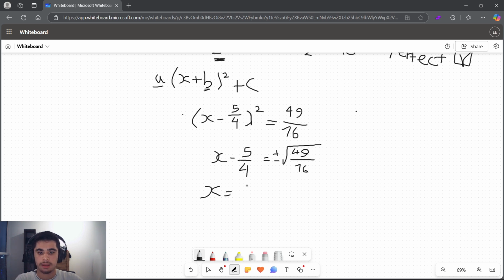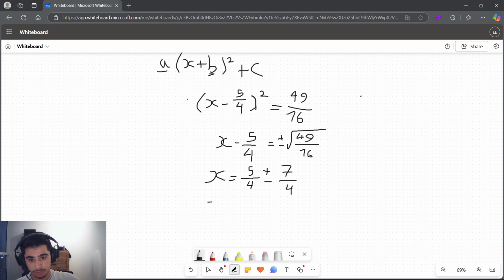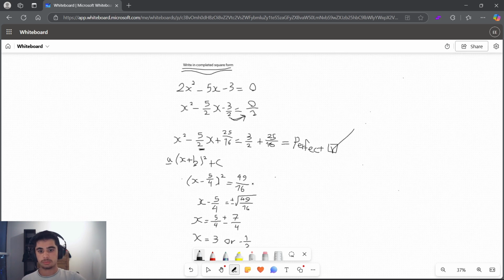Now we want to isolate the x. X equals, I like to put it in the front because it just looks better, 5 over 4, it's not negative anymore, plus minus, what's the root of 49? 7, yeah, so 7 over 4. Now that leaves us with either 5 plus 7, that's 12 over 4, x equals 3, or 5 minus 7, that's negative 2. So that becomes negative 1 over 2.